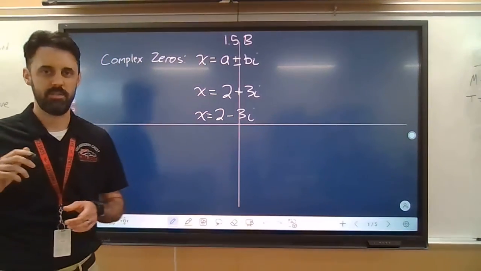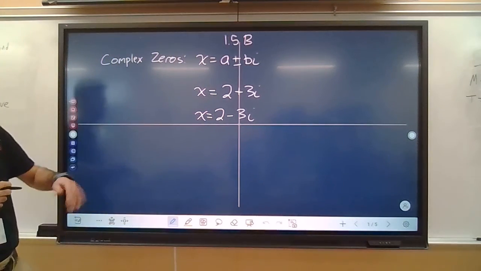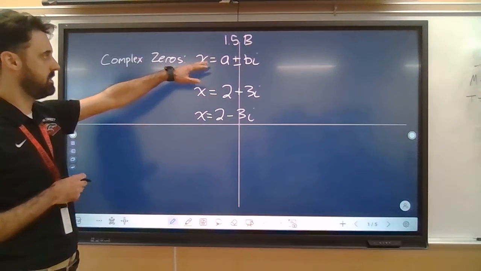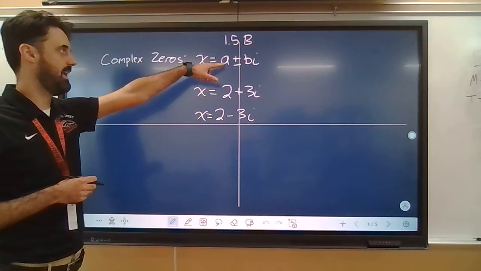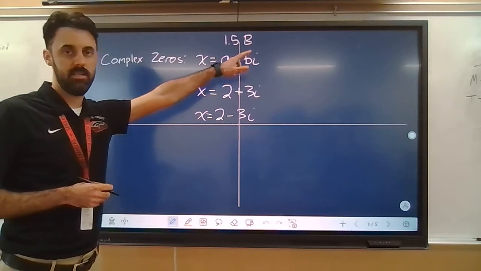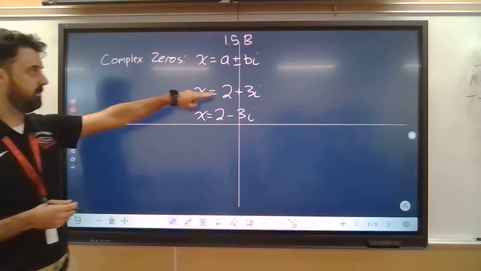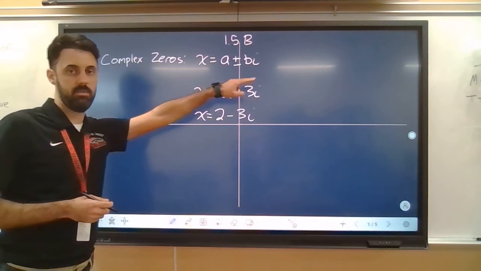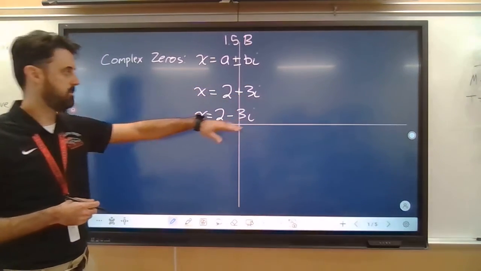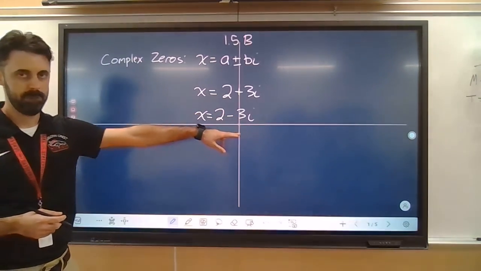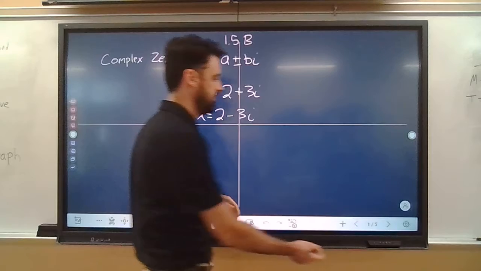All right, guys, a few more topics from section 1.5, the first of which is that complex zeros are always going to be in the form x equals a plus or minus b times i. So if we're given a complex zero of 2 plus 3i, there also must be a complex zero of x equals 2 minus 3i. Okay, that one's pretty simple.